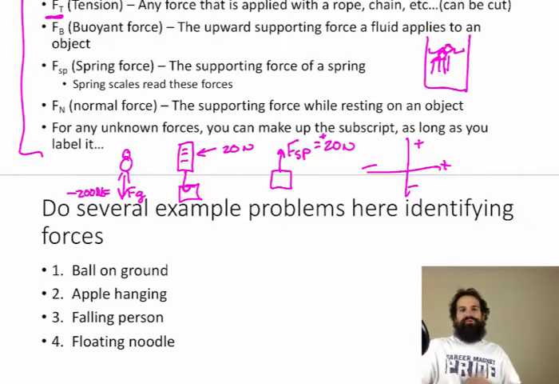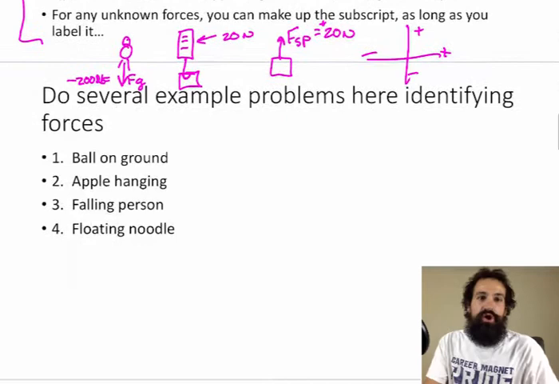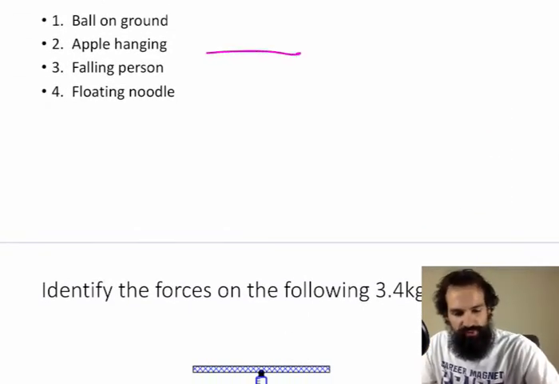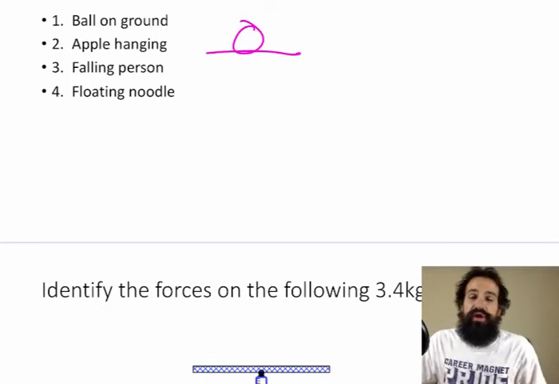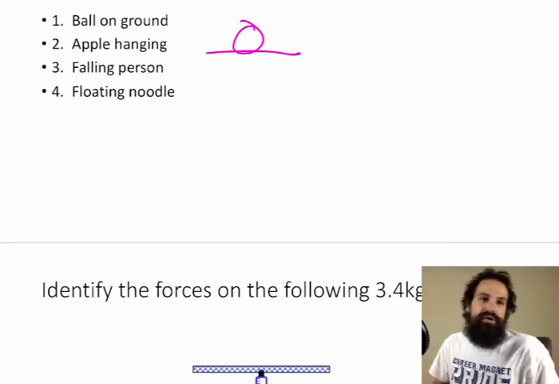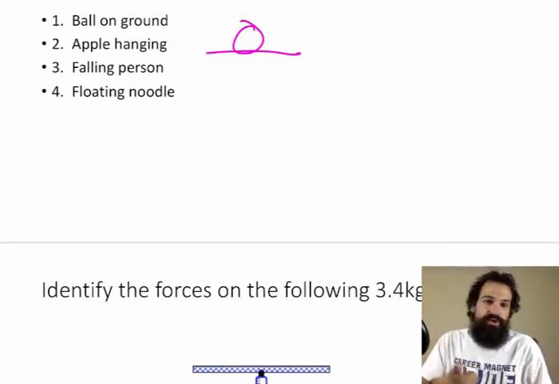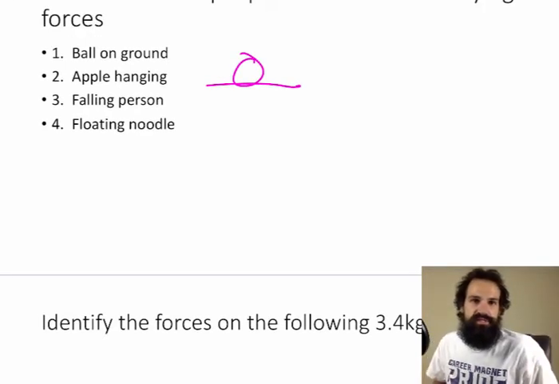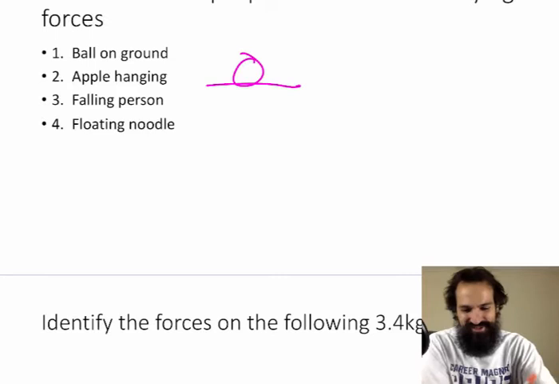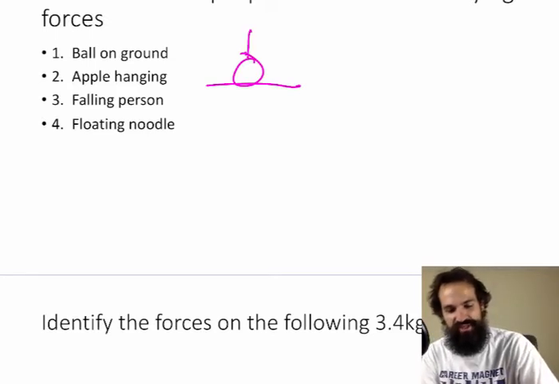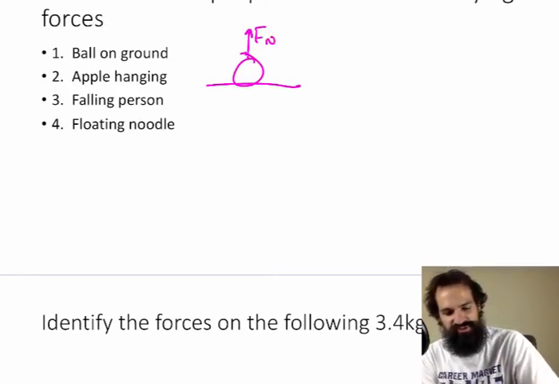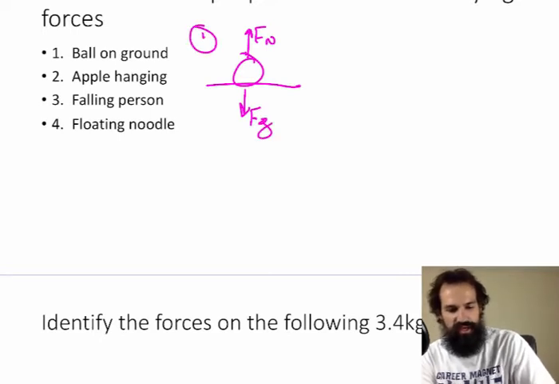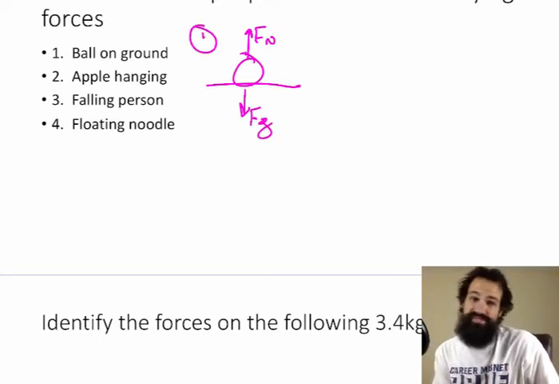All right, so let's do a couple of example problems where we draw a free body diagram. Number 1, a ball resting on the ground. If you want, I encourage you to pause the video before I start each one of these and see if you get it right and double check. And we're back. So the forces acting on this are the normal force upwards and the force of gravity downwards. It's as simple as that.